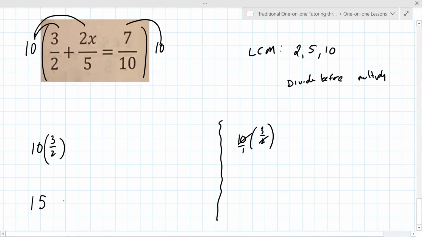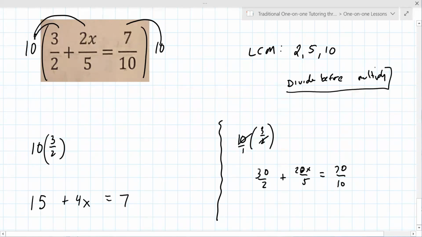Here's what I want you to write when you're all done: 15 plus 4x equals 7. Here's what I don't want you to write: 30/2 plus 20x/5 equals 70/10. You can do that, there's nothing wrong with that, but it's not the best way to do it. It's not going to help you in the long term because you really should divide before you multiply. Yeah. Okay, so if you need to, you can write this, but see how the numbers get big? When you divide, they get small.